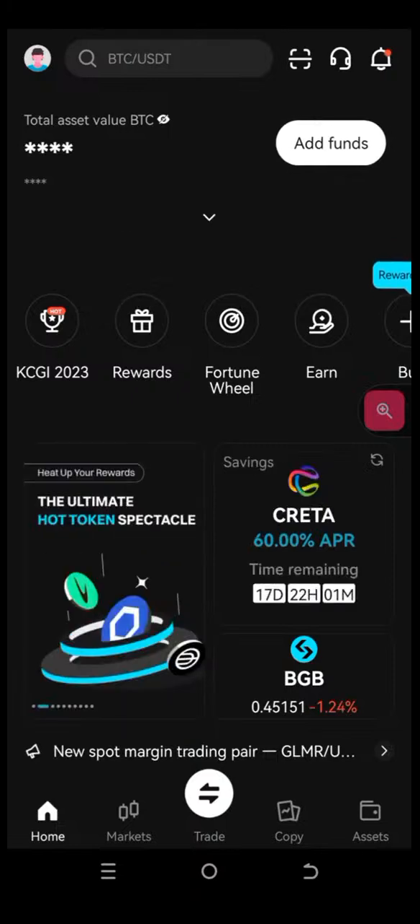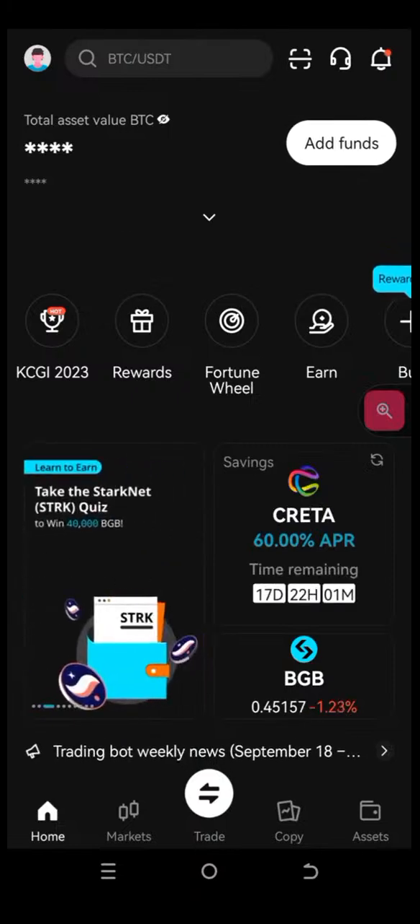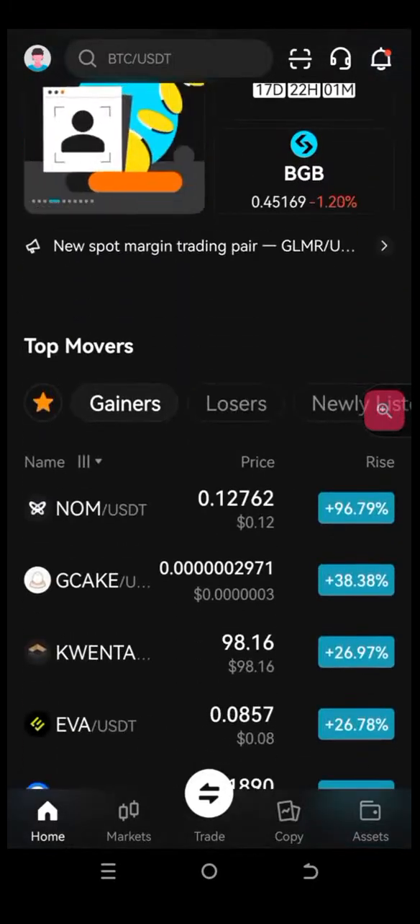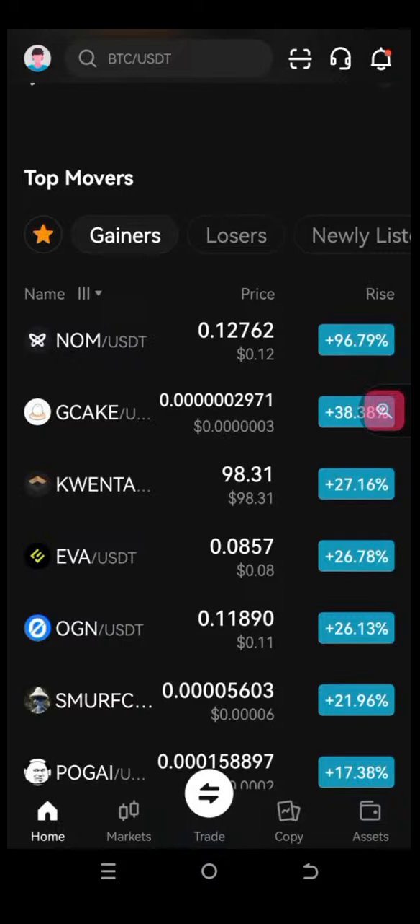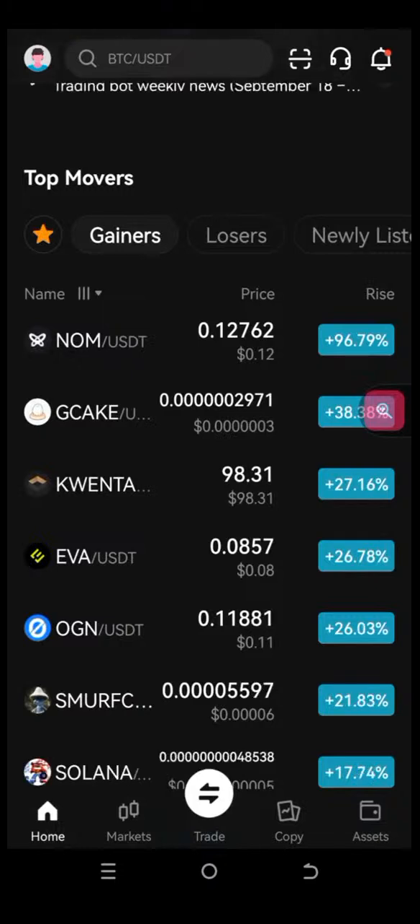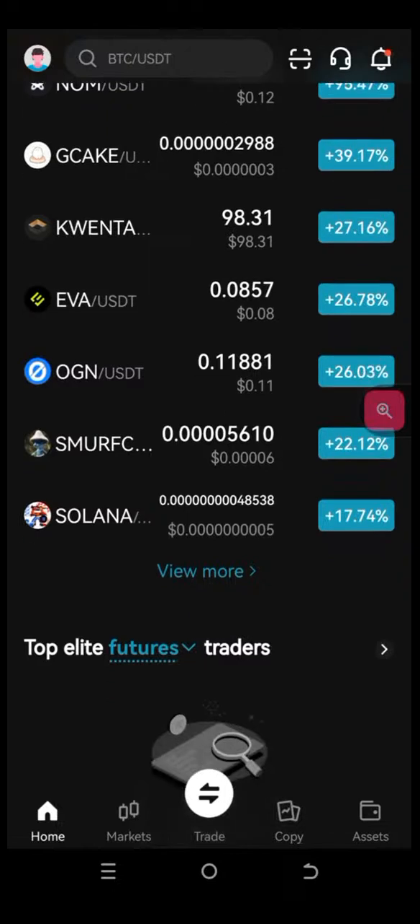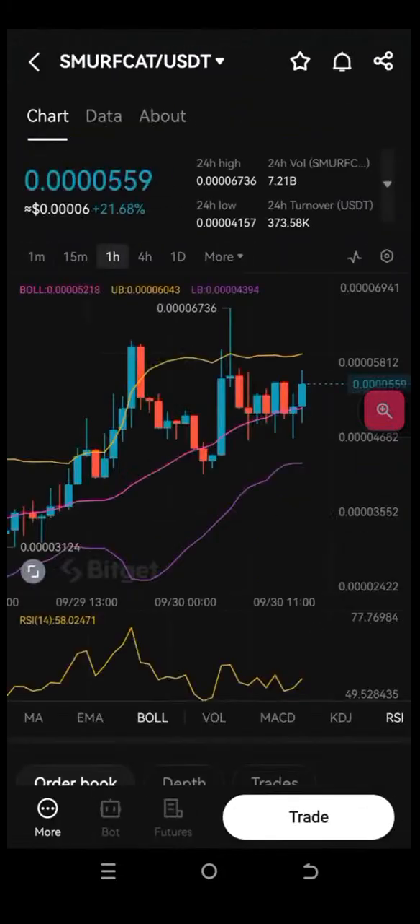All right. So now let's get into the details of SmurfCat. Let's go ahead and look at the gainers. When you go all the way at the bottom, all you have to do is search for gainers and we'll see quite a number of them. But this one that I call SmurfCat has been rising about 22% within the past 24 hours. So let me click on it and show you what's inside of the chart.